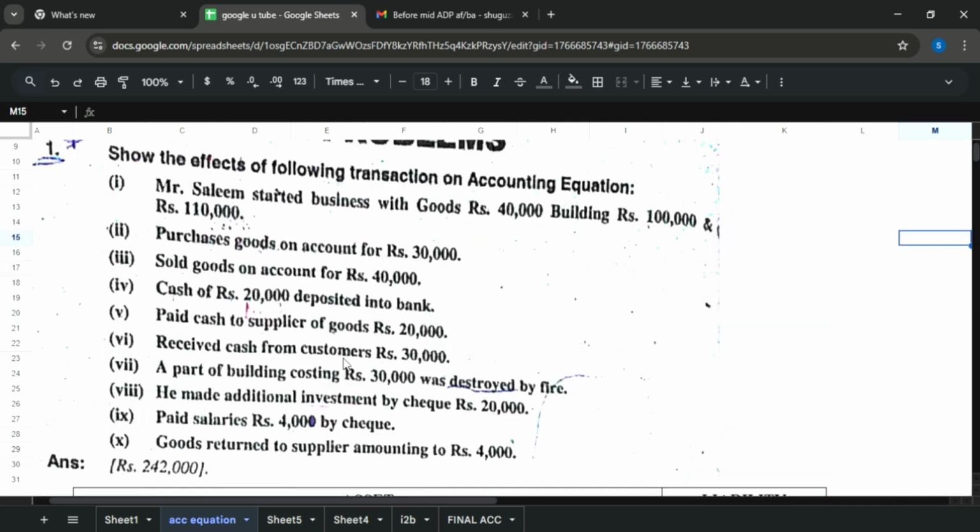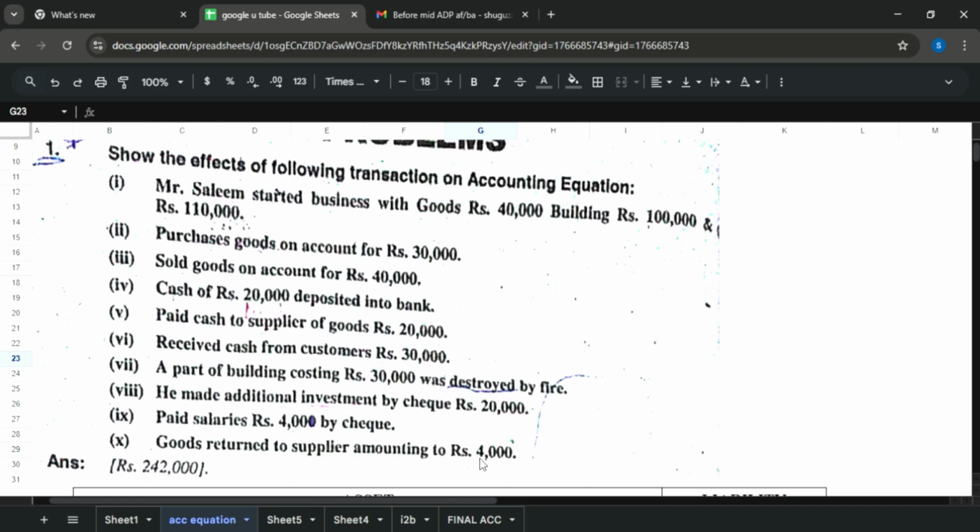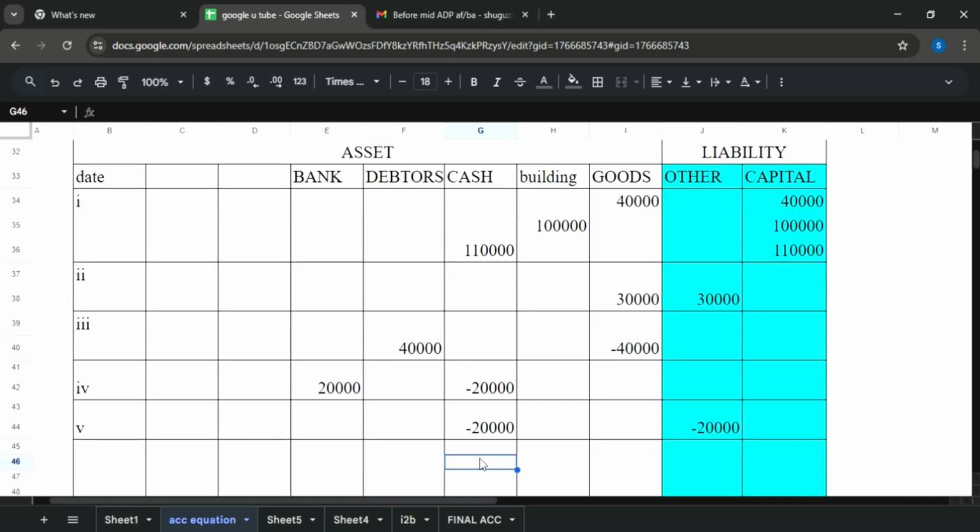Received cash from customer. Look at here, you have sold these goods on account to your customer, and now in this entry, entry number 6, you have received cash. Cash is coming in, that means there is an increase in cash. So you will come over here, plus sign you will put, and how much cash you are receiving? 30,000. Just put 30,000 over here.